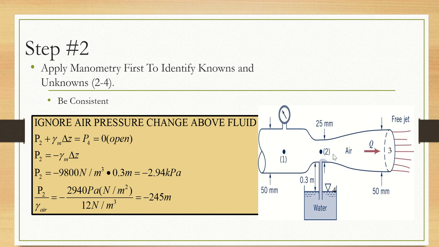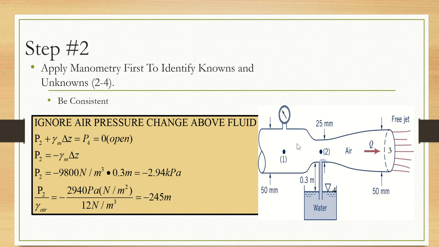So there will be very little changes in the air pressure between point 2 and the inlet of my tube, as compared to changes in pressure along the axis of the tube. Therefore, we ignore the changes in air pressure above the manometer fluid.